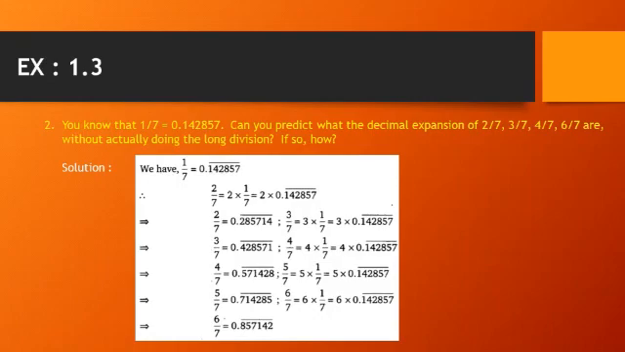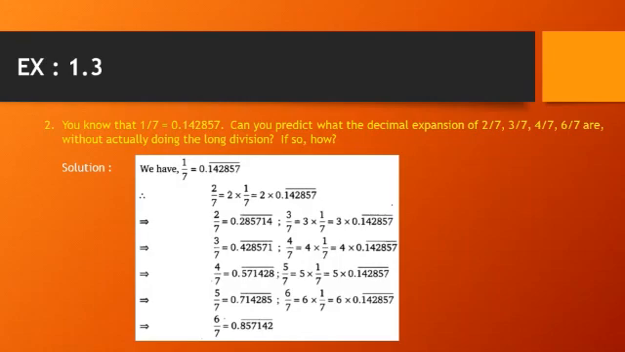To find the value for 2 by 7, 3 by 7, 4 by 7, 5 by 7 and 6 by 7 without doing the long division, you should do the calculation in this way. Just write 2 by 7 in terms of 2 into 1 by 7, which is equal to 2 into 0.142857, which gives the result as 0.285714.